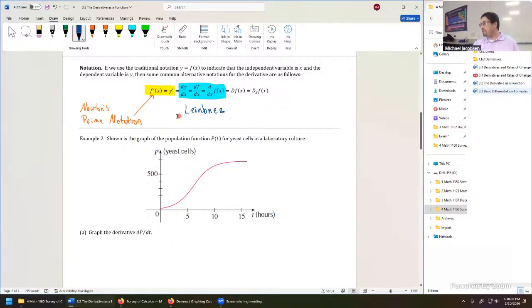And did I spell that right? No. Let me try again. Sorry, I don't speak German. Let me try one more time. Leibniz. And this is Leibniz's notation.